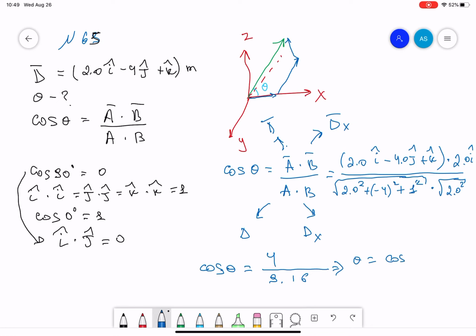That means finally your theta is equal to inverse cosine of 4 divided by 9.16. Just one moment, cosine inverse of 4 divided by 9.16 should give you 64 degrees. Okay, this is how you do it for the rest, the y-axis and z-axis.